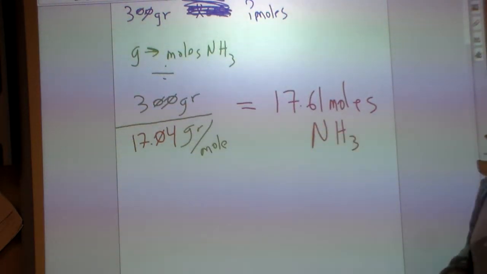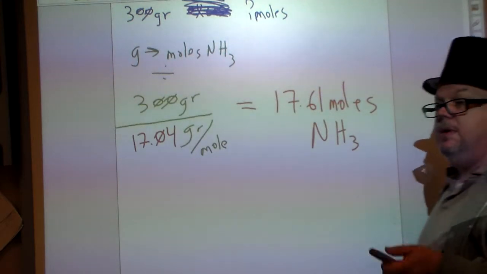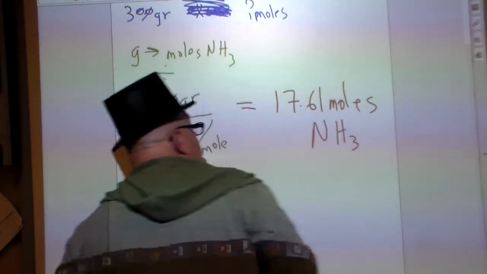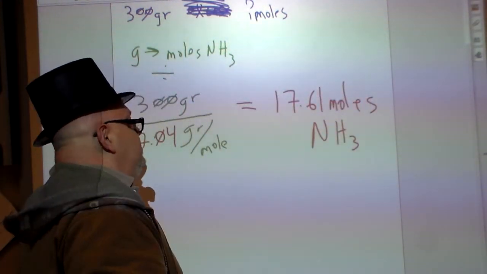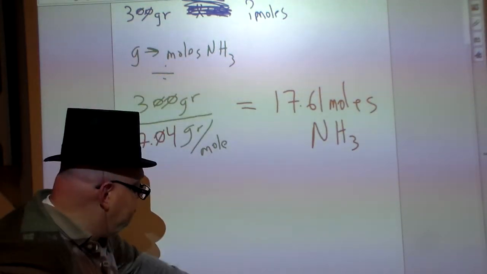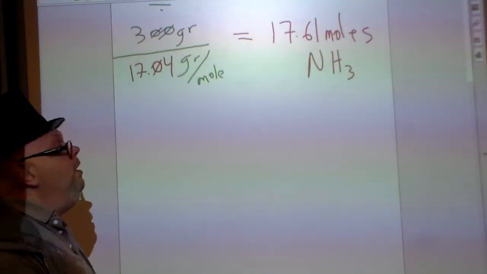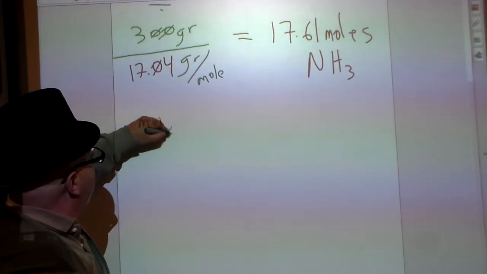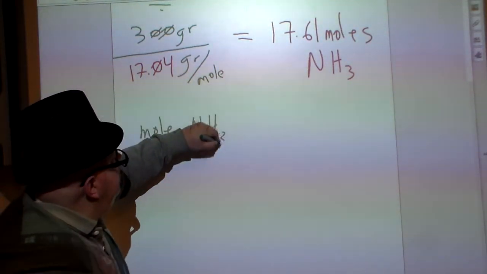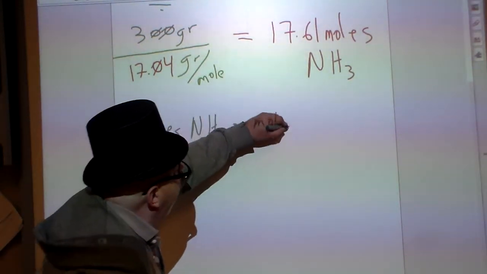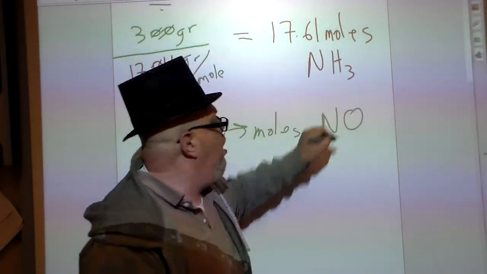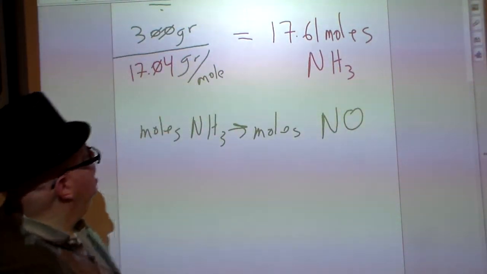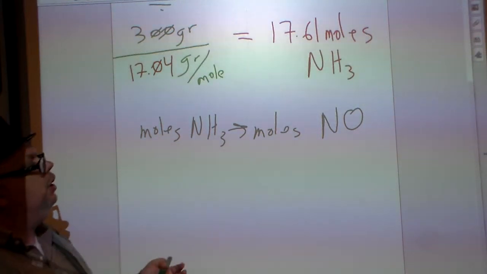In this case here, the moles of ammonia. Remember, the mole is a giant number. Think of it as the chemist's dozen. Now we're ready for the next part. The next part, we've got to figure out, we're going to go from moles of ammonia to moles of NO. That's our target. Okay, so we need to look at our equation.